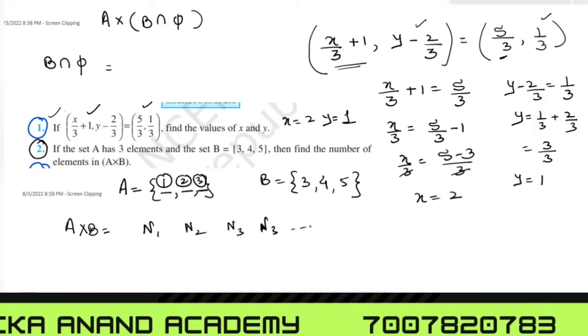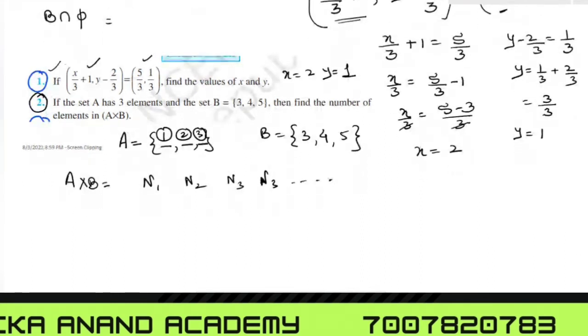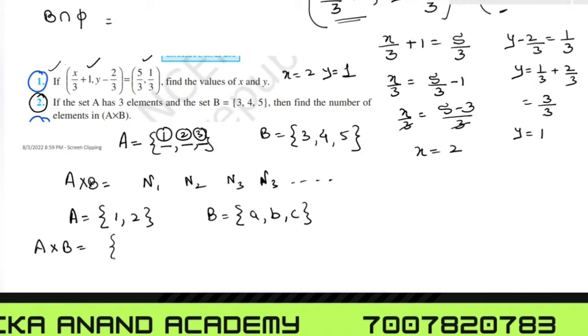I can tell you the answer directly, but I am not going to tell you directly. I will tell you with the help of an example. For example, there is a set A, let it be 1 and 2, and there is a set B, let it be a, b and c, for example. Now, if we have to find A cross B, now Hetika, what will I do?